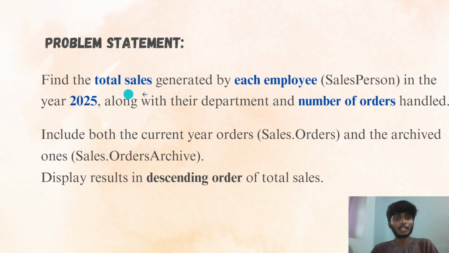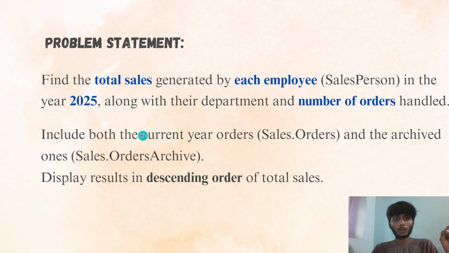Here we need to find the total sales generated by each employee. Okay. And also here asking in the specific year 2025, right? Along with the department and number of orders handled. Right? This is the basic question they're asking. So here we have to show total sales generated by each employee. That is 1 point. And they are particularly asking for the year 2025. We need to filter this with 2025 data. Along with that, in the result set, we need to show their departments and number of orders each employee has handled, right? And here they mention one important point.